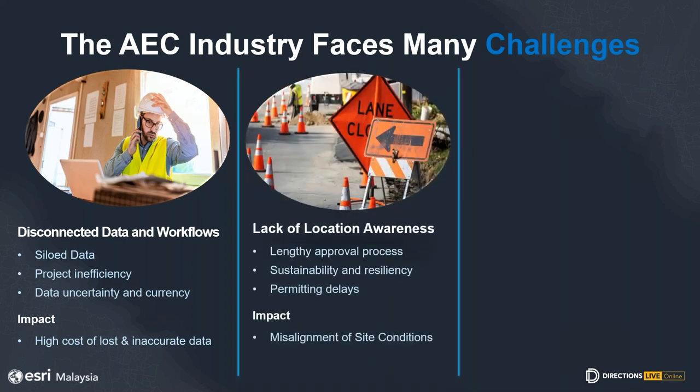Secondly, lack of location awareness. The urban environment in Malaysia is highly complex and requires precise planning. However, planning and designing in isolation without considering the real-world context can lead to costly mistakes. This lack of location awareness contributes to misinformation and delay during critical processes like approval, sustainability check, and permitting.